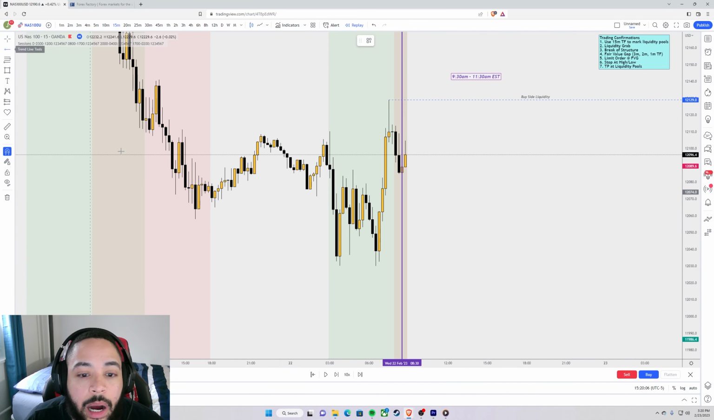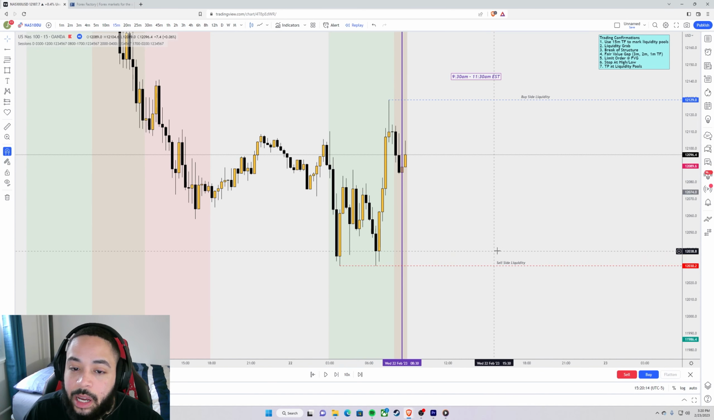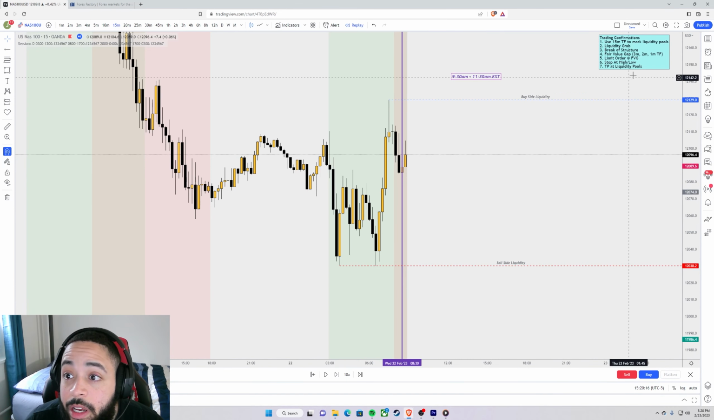So this is the most extreme low, right? To the left of 830. So this will serve as our sell side liquidity, right? So we've already marked both liquidity pools here. The next step is that we want to wait for a liquidity grab.